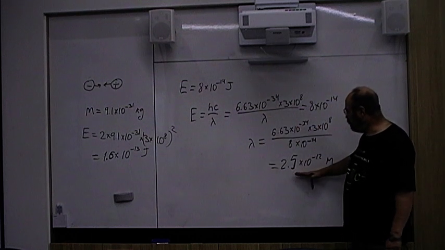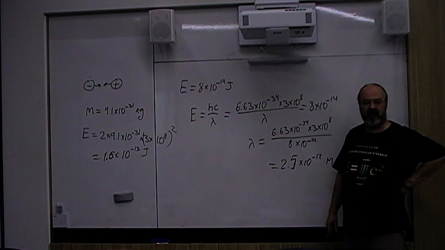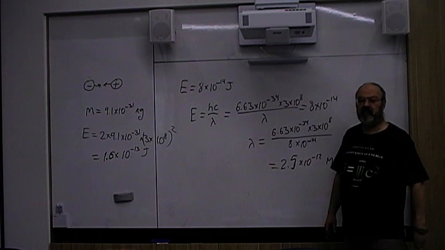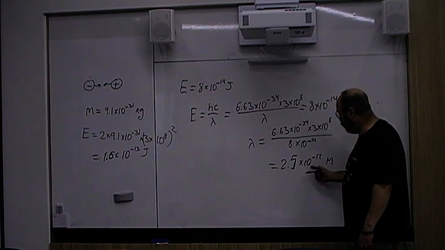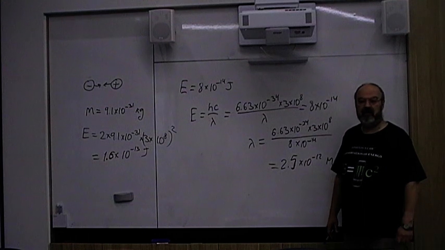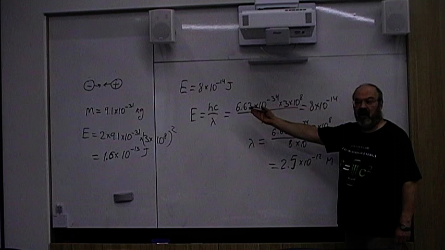Can someone guess what type of electromagnetic wave that is? Gamma. Yes, gamma. It will be gamma radiation. It's not something unrealistic, but it is a wavelength of gamma radiation, which can be detected.